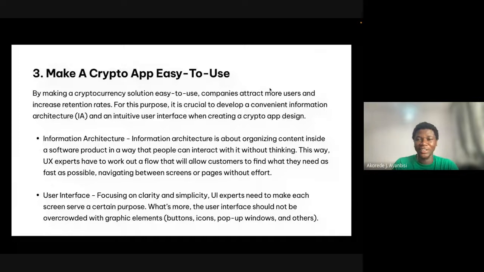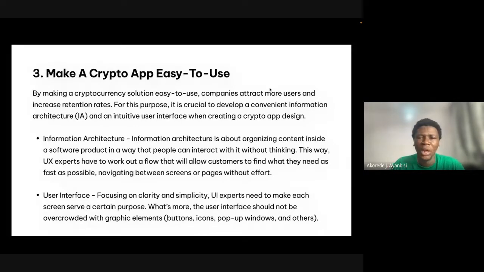I don't think I need to say much about this, right? We all know that when a product is easy to use, obviously there'll be an increase in retention rates, and the churn rate is going to reduce, because users can actually carry out the purpose, they can carry out the goal of using the product, right? And for this purpose, it is crucial to develop a convenient information architecture and an intuitive user interface when creating a crypto app design.